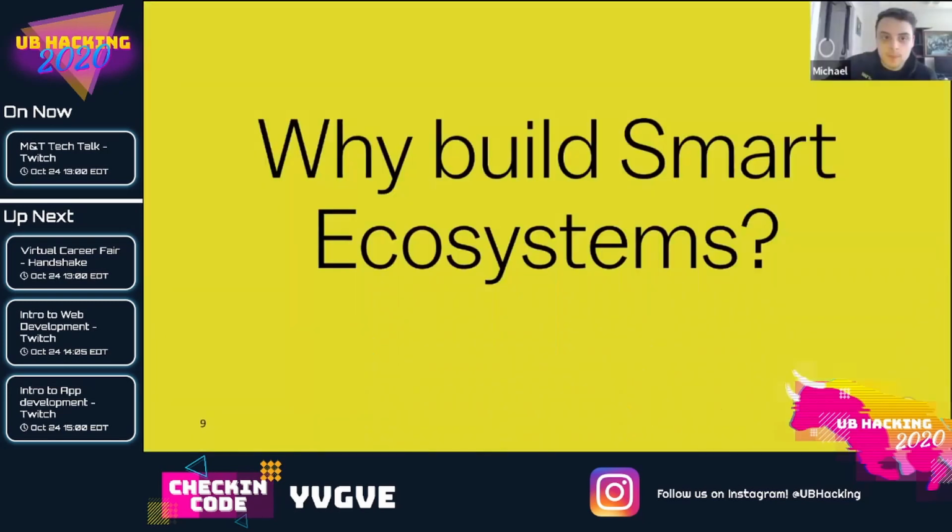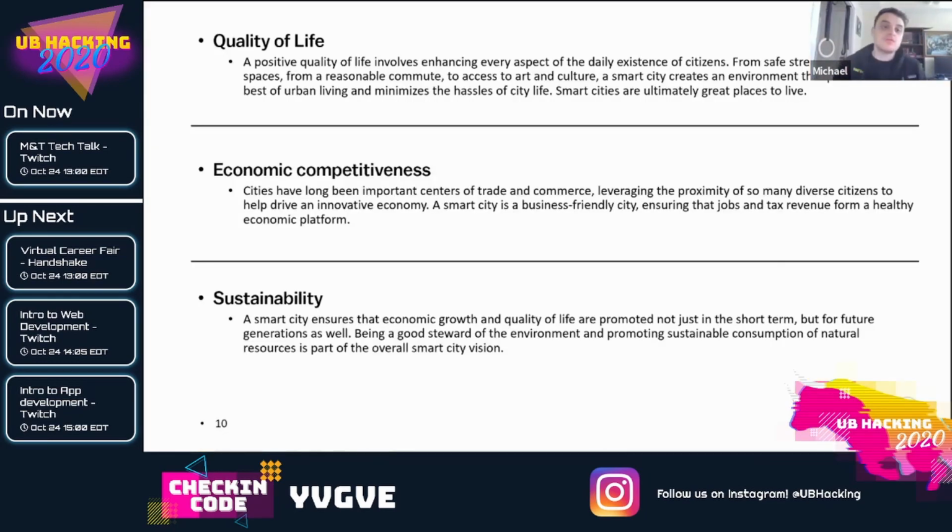Sure. Why build smart ecosystems? There are three main points to this. First, it improves the quality of life of the people living in your ecosystem, maybe a city or a building. From green spaces to a reasonable commute to access to art and culture, a smart ecosystem creates an environment that promotes the best living and minimizes hassle in the lives of the people in it.